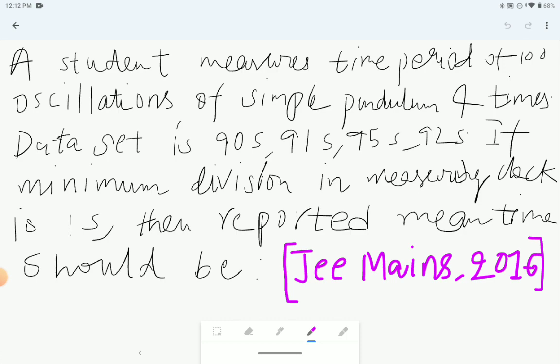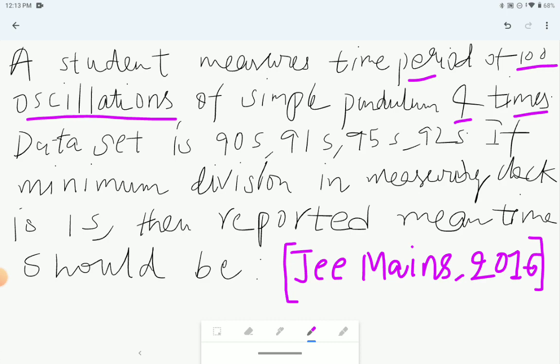That means a student is measuring the time period. Do you know the time period of an oscillation of a simple pendulum? If a simple pendulum makes a to-and-fro motion, that is called one oscillation. The time taken to cover that whole path is called the time period. So a student measures the time period of 100 oscillations of a simple pendulum 4 times.